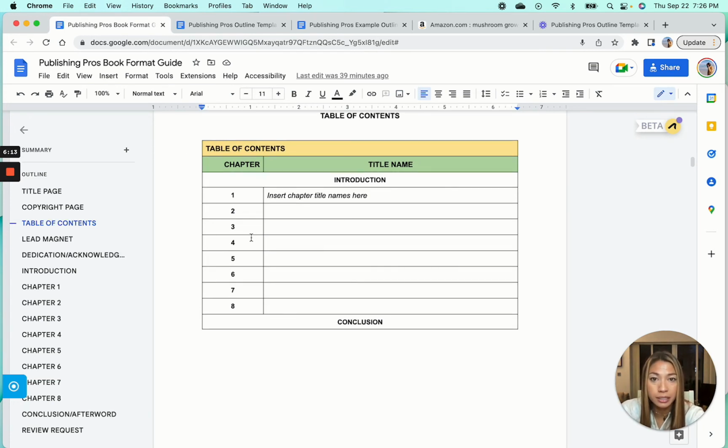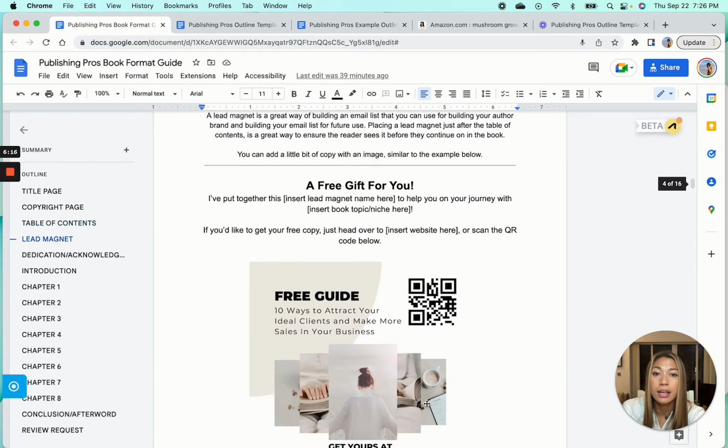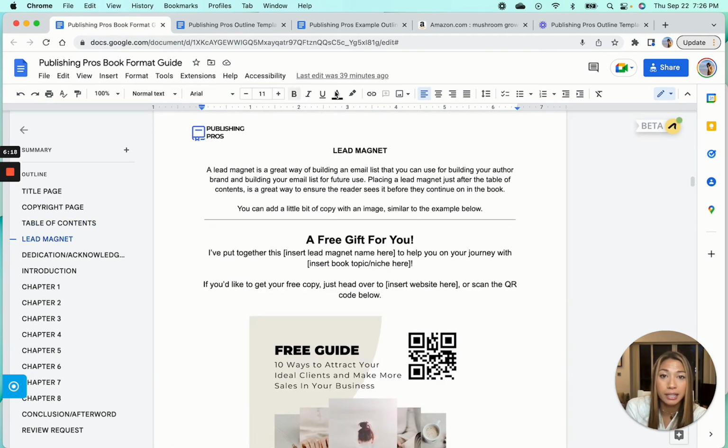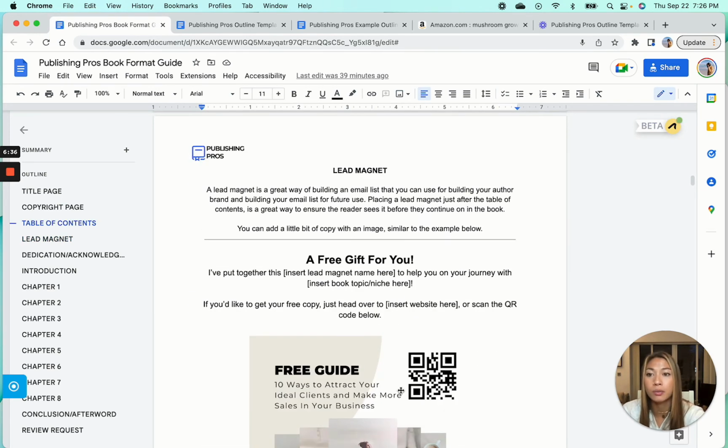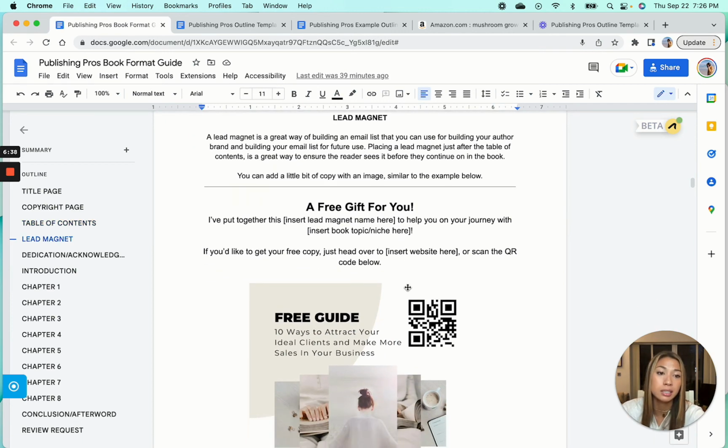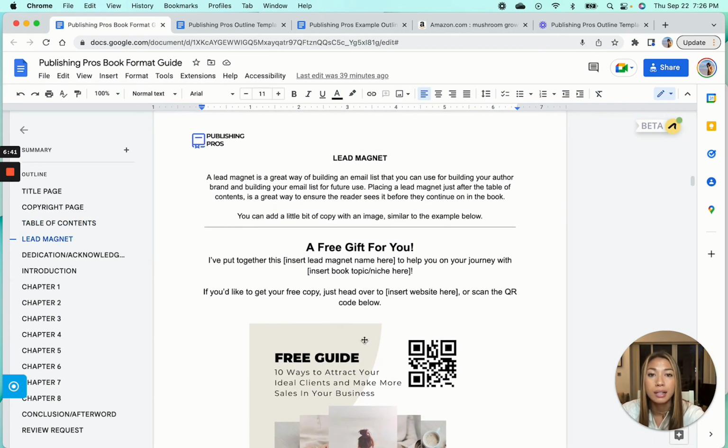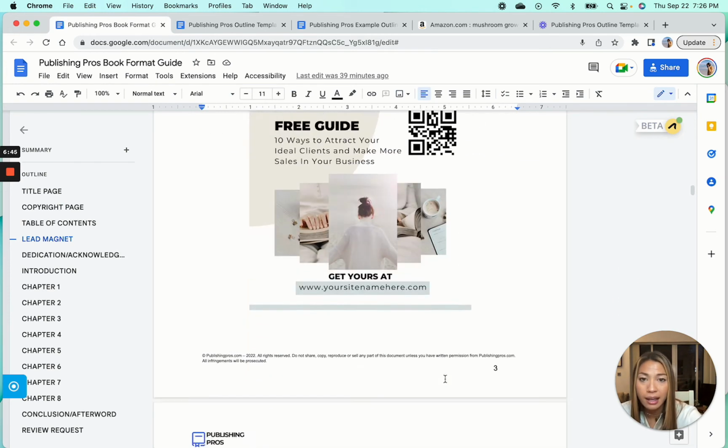Again, you're just going to insert all of the information there, and then you will also have a lead magnet in your book. A lead magnet is a really great way of building an email list and also building your author brand and building an audience, and it helps with having an email list for future use when you have new books coming out, or if you want to ask for reviews, that sort of thing. This is usually best placed right before the introduction, or right after the table of contents, somewhere in the beginning of the book, to let the reader know that it's there so they don't accidentally skip it. But again, that goes there.